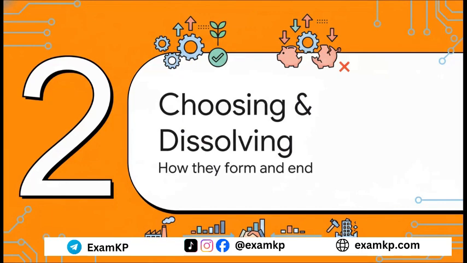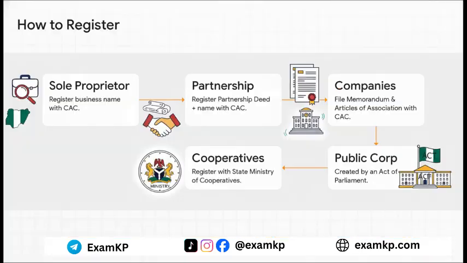So, we've met the different types of businesses, but now let's talk about their life story. How are they born and how do they end? So, where do you go to legally start a business in Nigeria? Well, for most of them, the journey begins at one place, the CAC, the Corporate Affairs Commission. A sole trader? Simple. You just register your business name. A partnership? You have to register that partnership deed. For companies, it's a bit more serious. You have to file two big documents, the memorandum and articles of association.